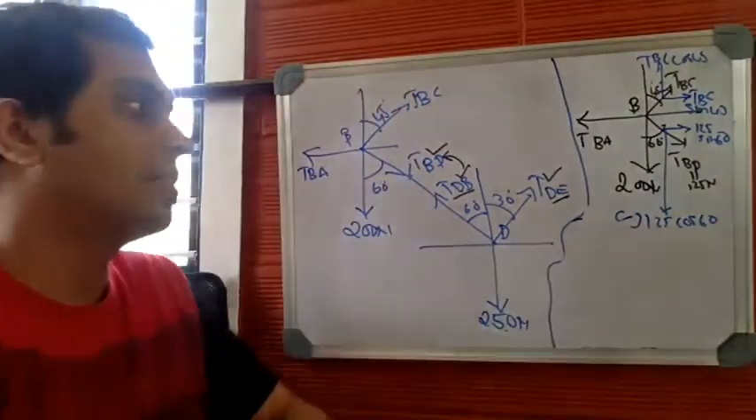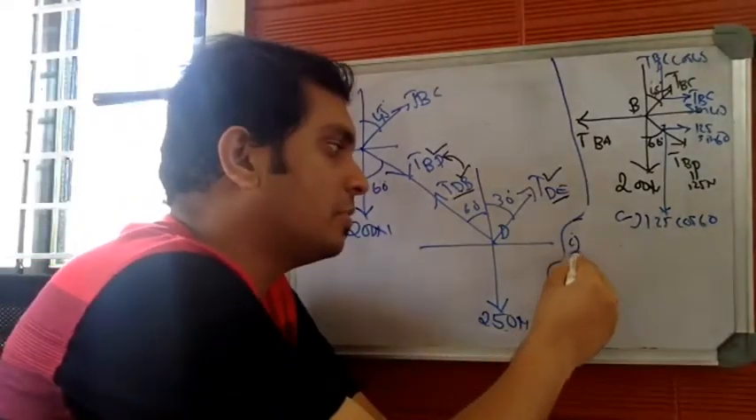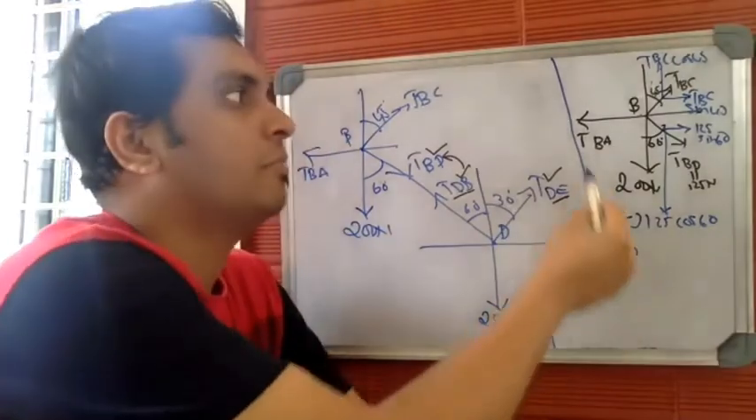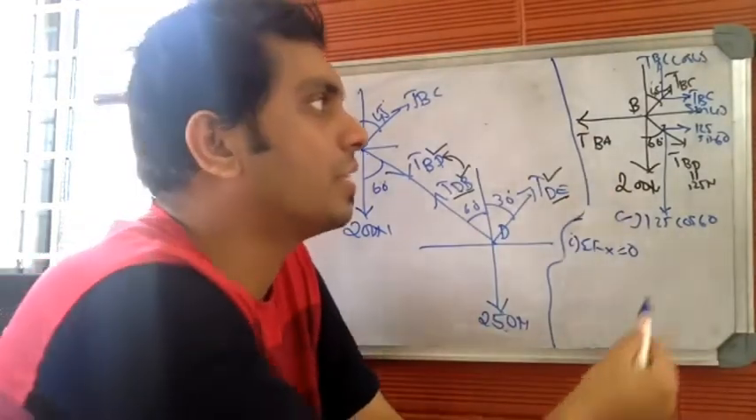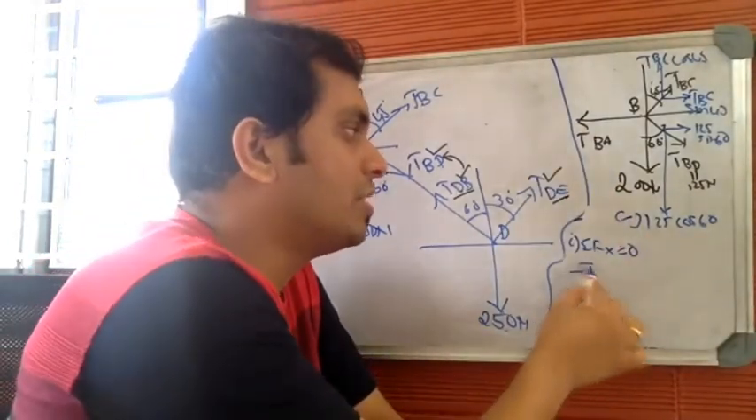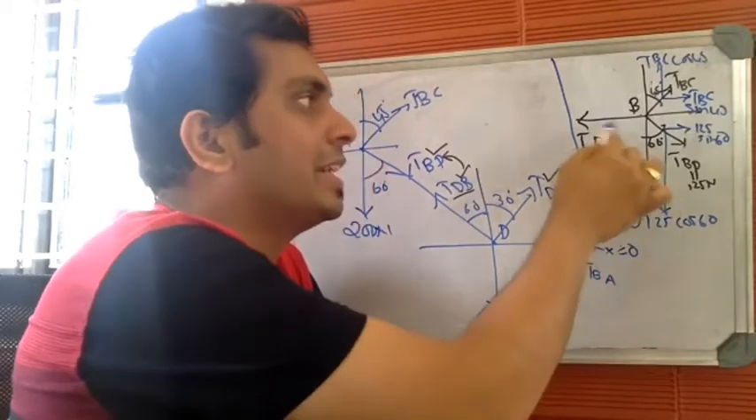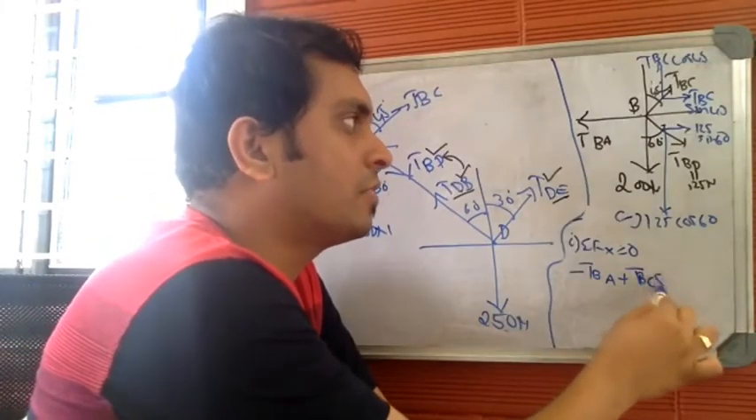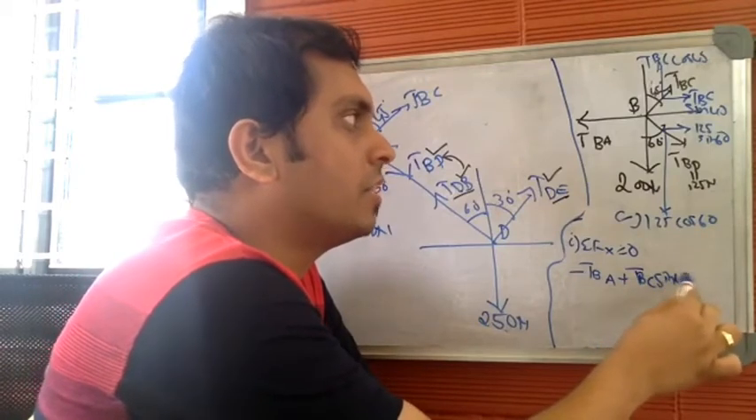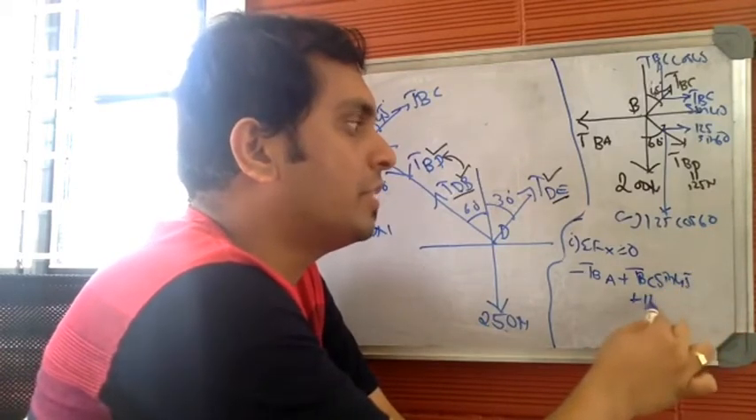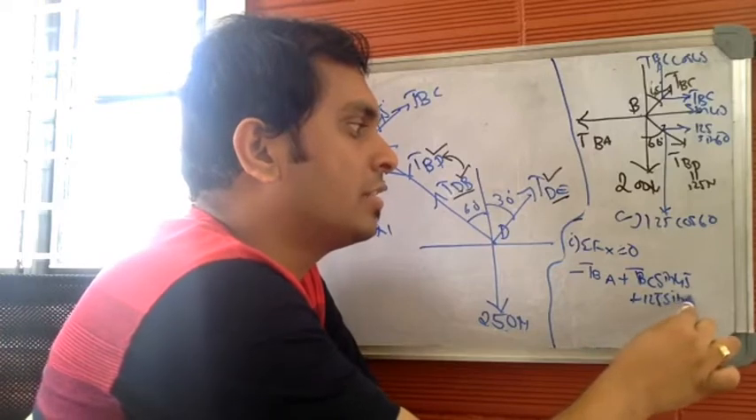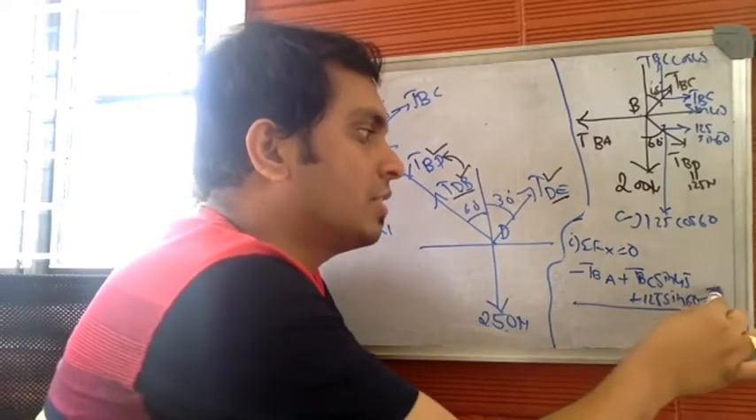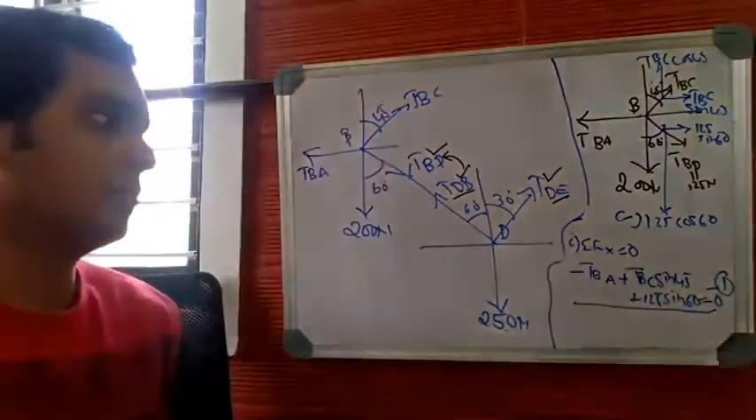Now let us apply the conditions of equilibrium. The first condition of equilibrium is summation of Fx equal to 0. Mark all the forces which move in the x direction. You have minus TBA minus TDA plus TBC sine 45 plus 125 sine 60 is equal to 0. You cannot solve this. Take this as equation number 1 because it has two unknowns.